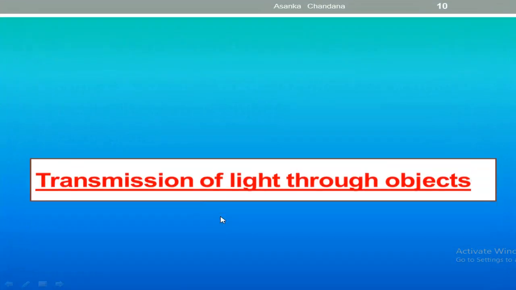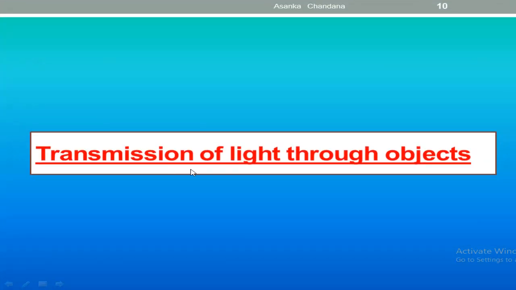Then we will go to our next topic, transmission of light through objects. Firstly we have learnt how we can see, and then we have learnt about sources of light. Under sources of light we have learnt about luminous objects and non-luminous objects. Now we are going to learn about transmission of light through objects. Some objects clearly transmit light. Some transmit light blurred, and some do not transmit light.